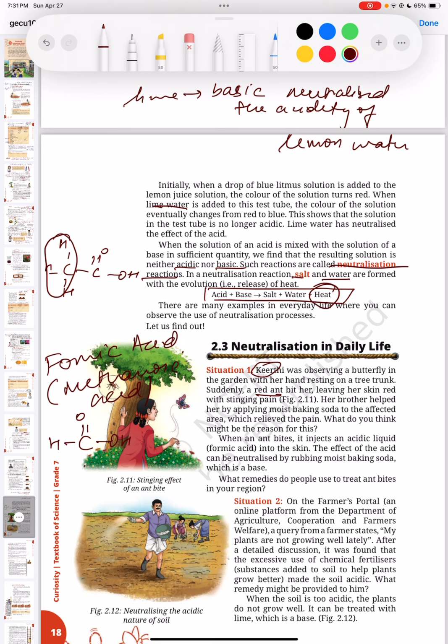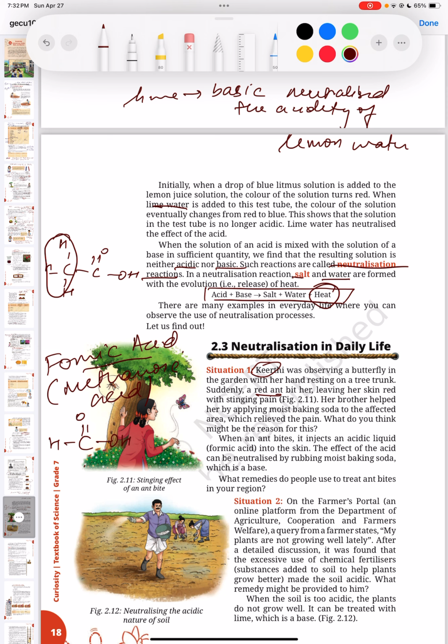Now formic acid gives a stingy sensation when it comes in touch with the skin or a wound, and that is why it causes a lot of pain. This stingy sensation is actually because of the acidic nature of the formic acid. So the way to get rid of this is to neutralize the acidic nature of the formic acid. So what you have to do is neutralize it with the help of some basic substance, right? Now, what basic substance can you go for?